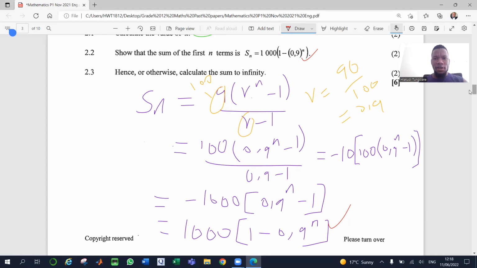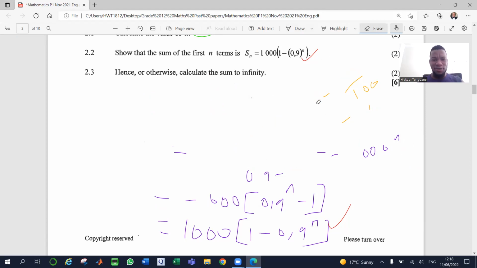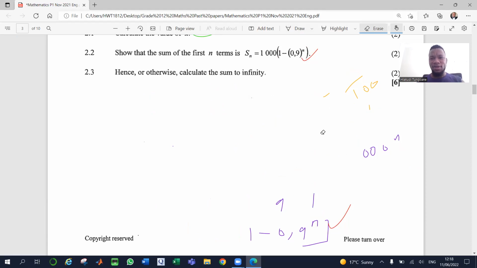Okay, so the last question was asking you to determine the sum to infinity, right? Remember, we have also discussed the formula for sum to infinity. If you don't remember the formula, you'll be in trouble. But anyway, you can just quickly refer to your notes. If you forgot the formula, just refer to the first video where we covered this.